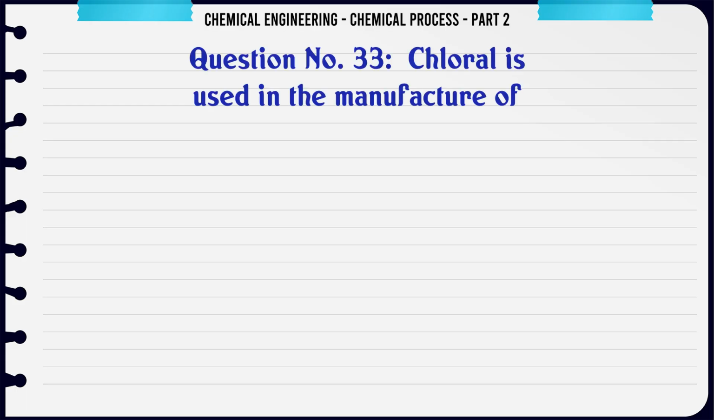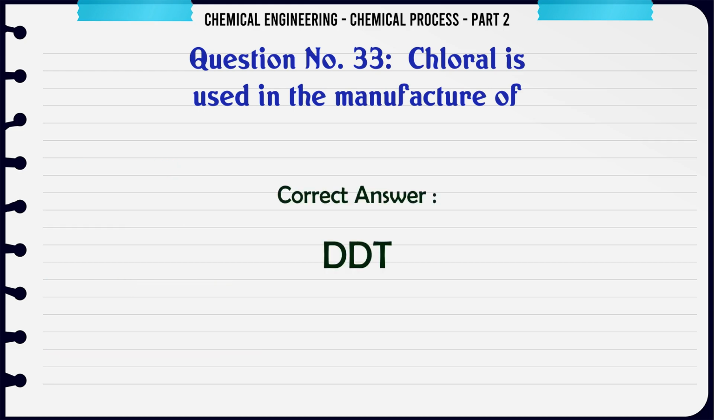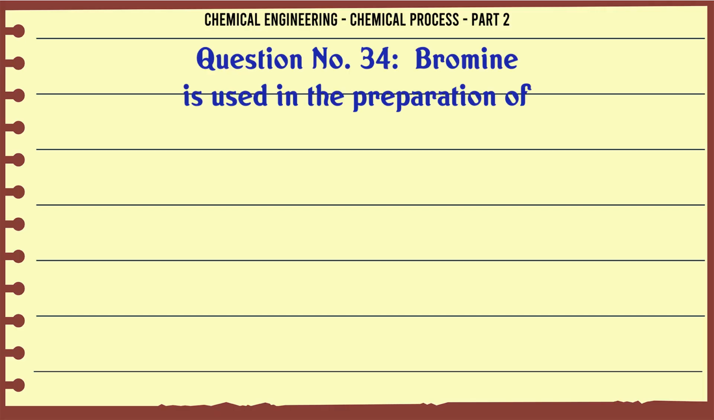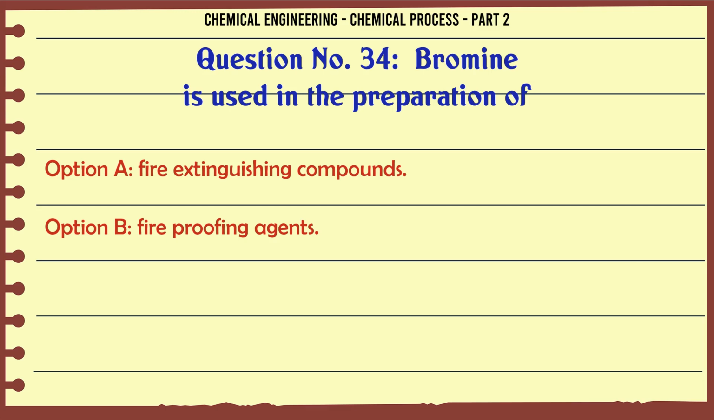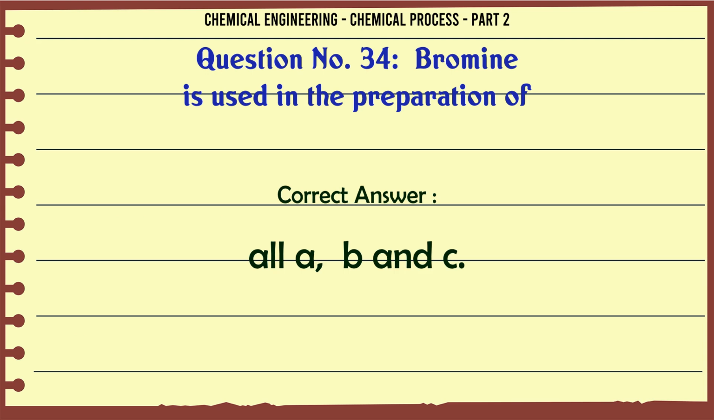Chloral is used in the manufacture of A. DDT. B. BHC. C. paraffin. D. None of these. The correct answer is DDT. Bromine is used in the preparation of A. fire extinguishing compounds, B. fireproofing agents, C. dyes and anti-knock compounds, D. All A, B and C. The correct answer is all A, B and C.